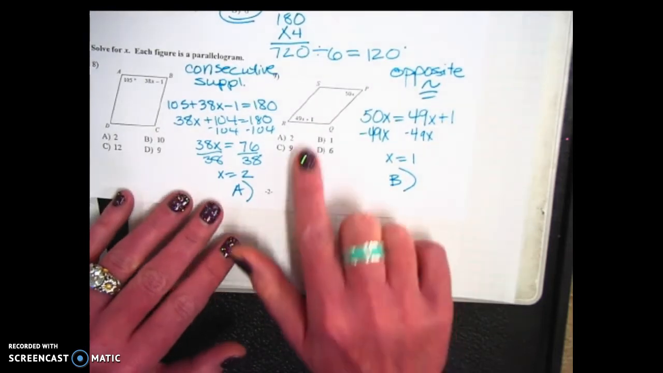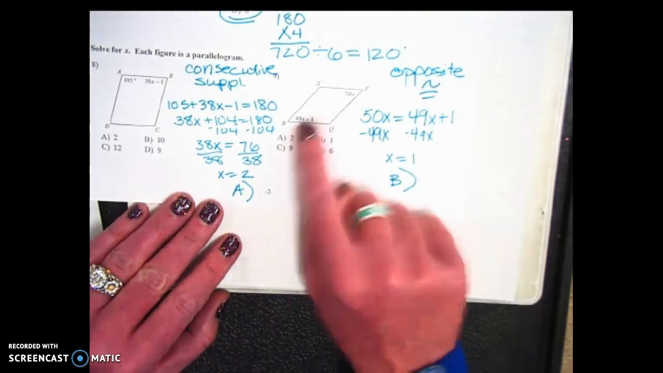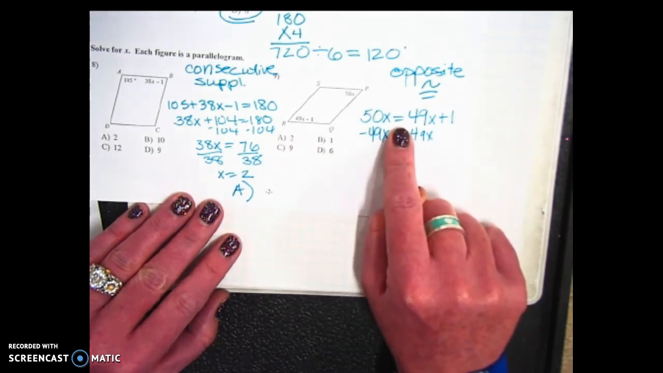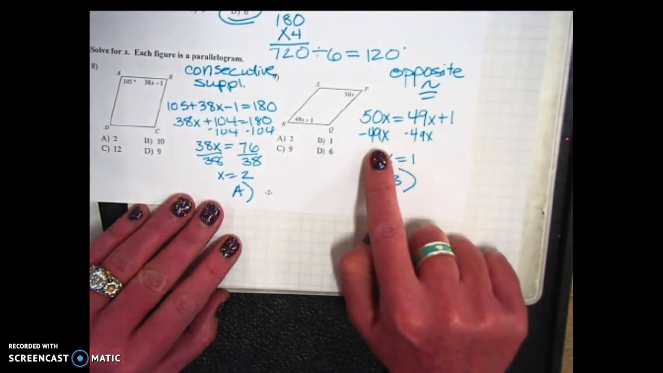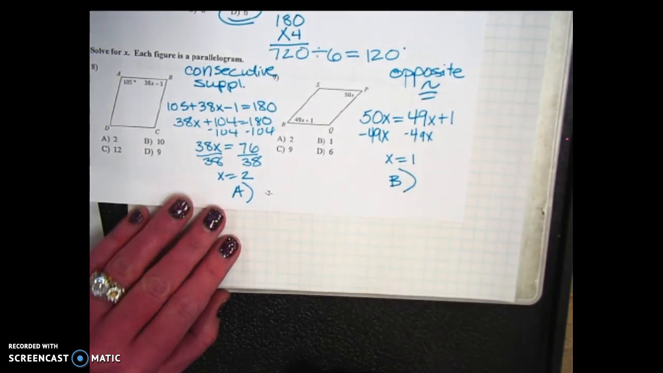The other property on that chart says that opposite angles are congruent. So for these two, you put an equal sign between them and then solve for x. So subtract 49x from both sides, you get x equals 1, and you're done.